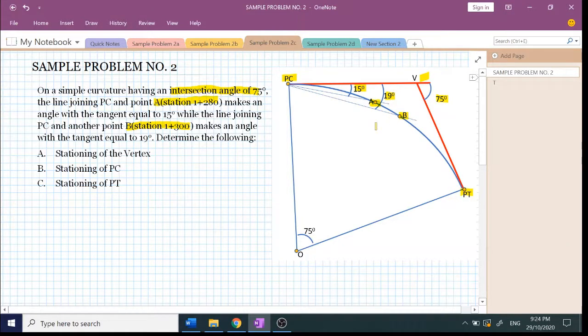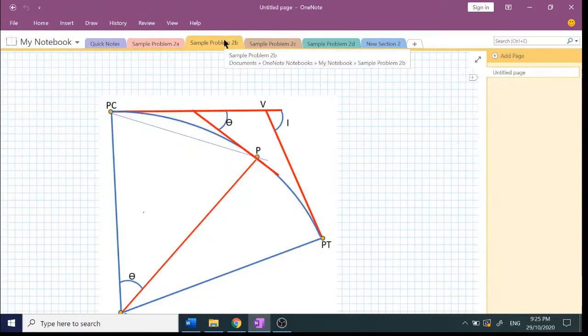Siguro mas makatutulong kung tingnan natin ang relation between this point A and point B and the angle, 15 and 19 degrees. So let me show this illustration. Okay? So nagpakita ako dito ng isang illustration para maipakita natin yung relation that the line joining PC and a point on the curvature will be making with respect to the tangent. And what is its relation with respect to the angle that this is subtending.